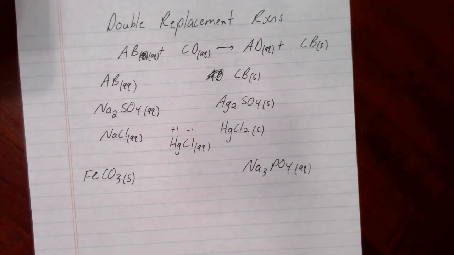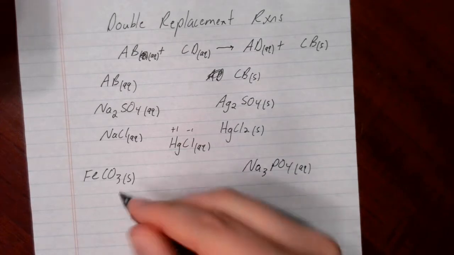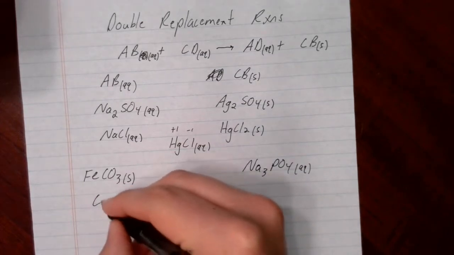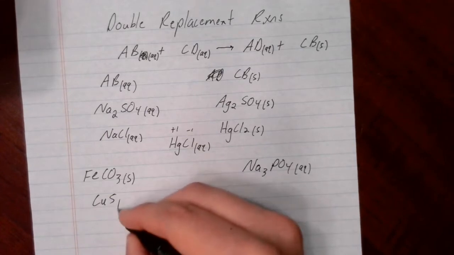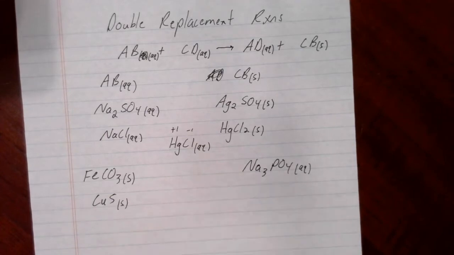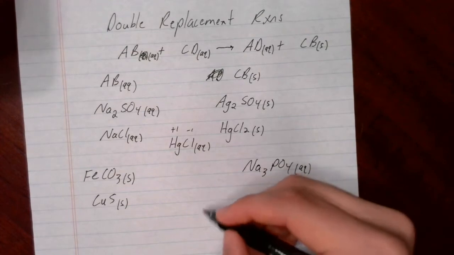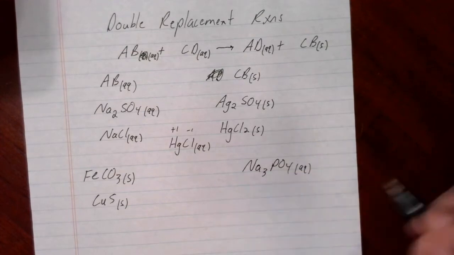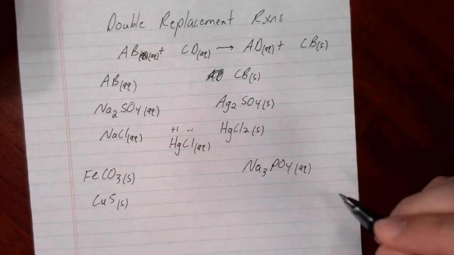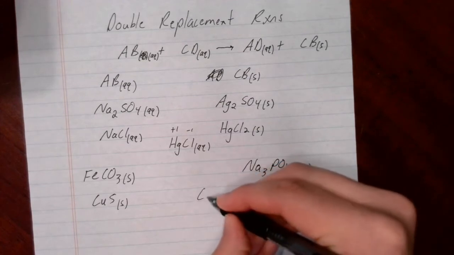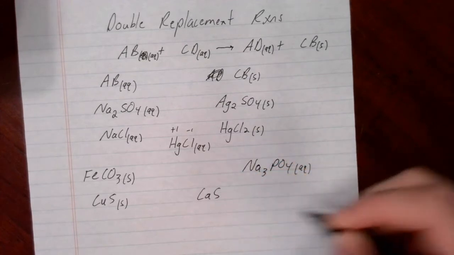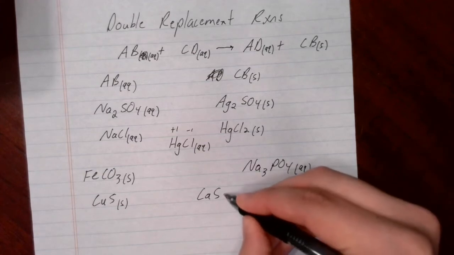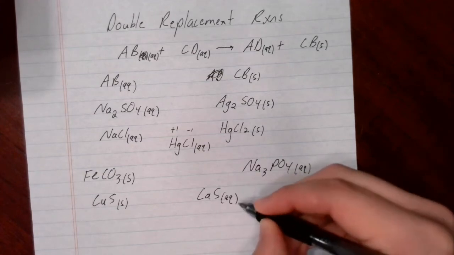Same thing for sulfides. So sulfides are typically insoluble. So something like CuS, copper 2 sulfide, would be insoluble. But there are exceptions. So group 1A, group 2A, and ammonium sulfide compounds are soluble. So if I had calcium sulfide, CaS, that would be soluble. Okay, so soluble gets AQ.